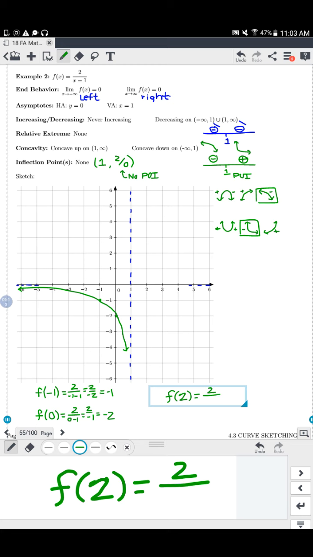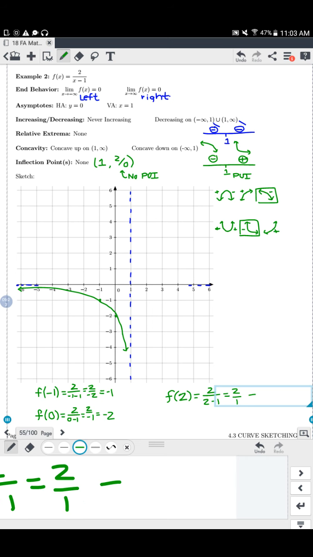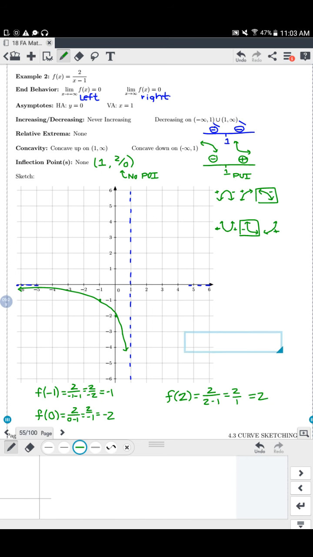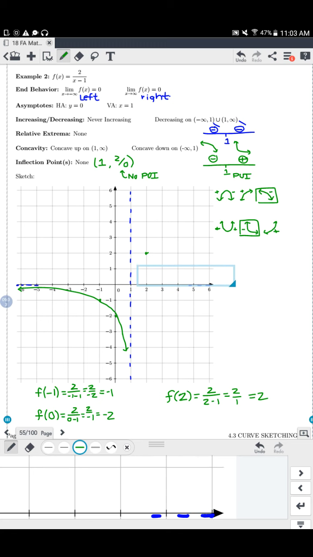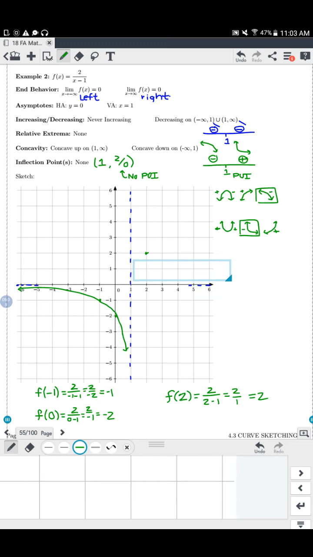So the top at f of 2, we have 2 plugging into the original over 2 minus 1 in the denominator. So I have 2 over 1. So my y value is 2. So I have f of 2 is 2. And I can use that in my asymptote to draw this. So I should be approaching 0 as I go off to the right.